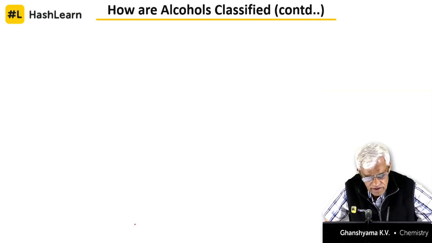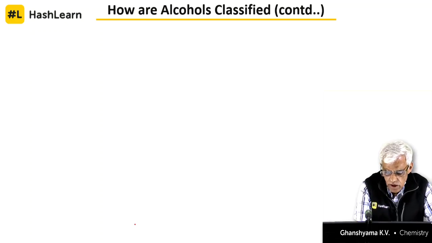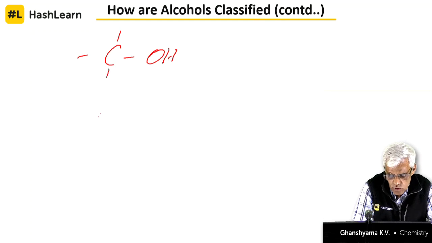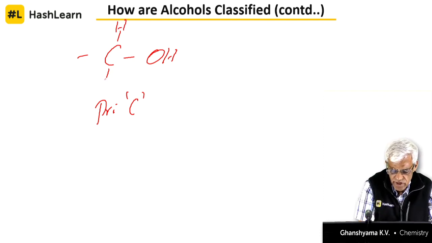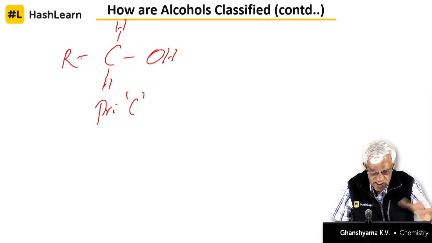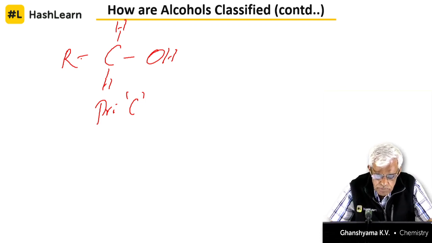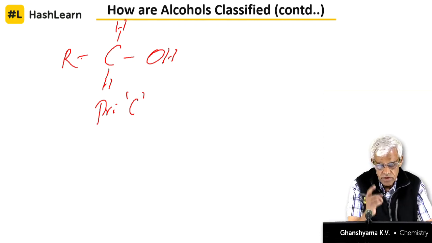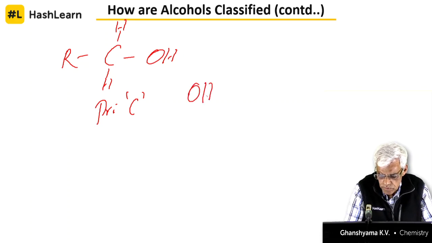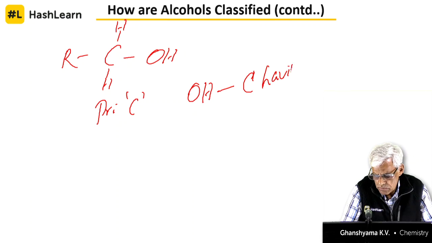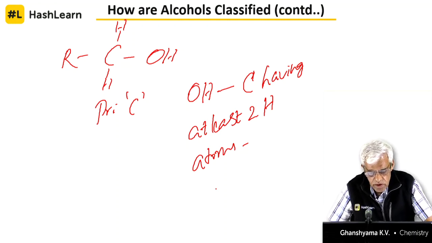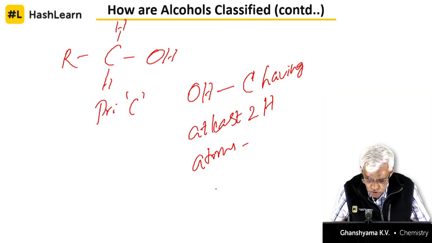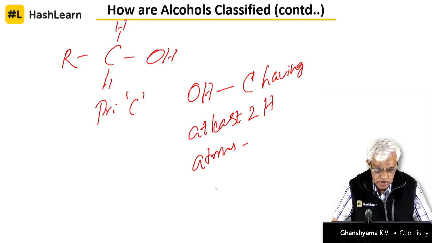Okay, fine. Now, coming to monohydric alcohols, what is a primary alcohol? If the OH group is connected to a primary carbon atom, it is called a primary alcohol. I will make it very simple. If the OH group is connected to a carbon with at least 2 hydrogen atoms, it is primary. Take it from me, very simple.